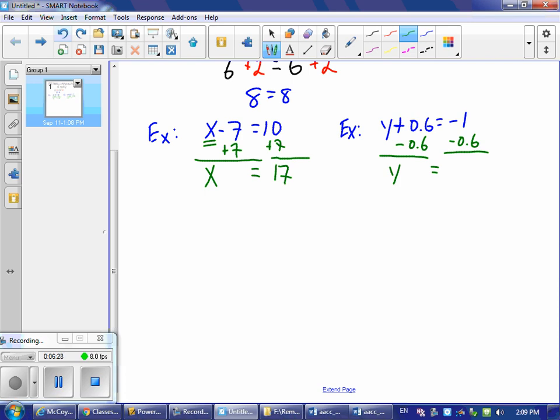Remember about your number line. We start with -1. If we go -0.6, it means we're going another 0.6 to the left of -1, which will put us at -1.6. So there is the y value that makes that statement true. And if you plug -1.6 back into the original equation, and then add those together, you would see that you actually get -1. So it makes the statement true.